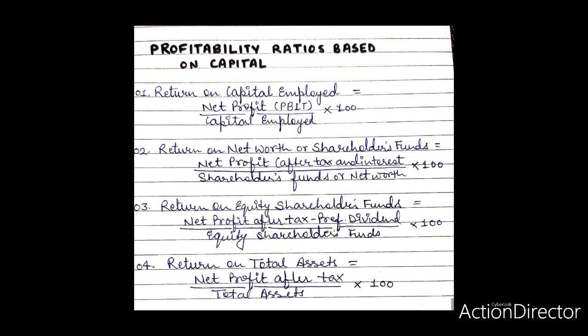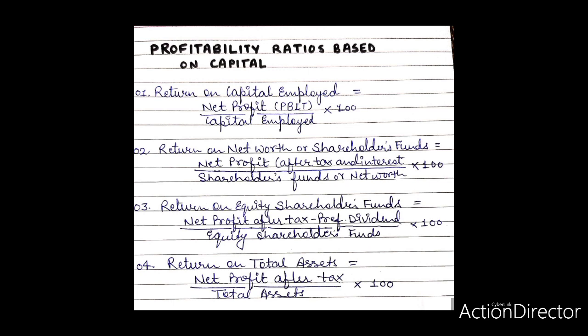Number 3. Return on equity shareholders' funds. Meaning and computation. Equity shareholders are the real owners of a company. Therefore, the profitability of a company from the owners' standpoint should be viewed in terms of return to equity shareholders. This ratio is calculated by dividing the profit available for equity shareholders by the equity shareholders' funds. Expressed as a formula, the ratio is net profit after tax minus preference dividend divided by equity shareholders' funds, multiplied by 100. Sometimes profit is expressed as a percentage of paid up equity share capital to know the dividend paying capacity of the company.